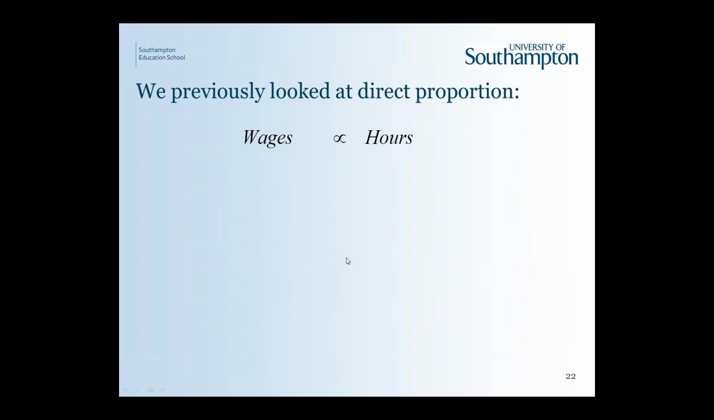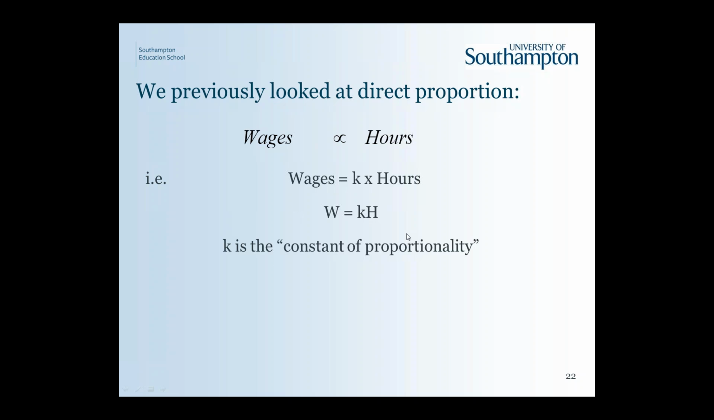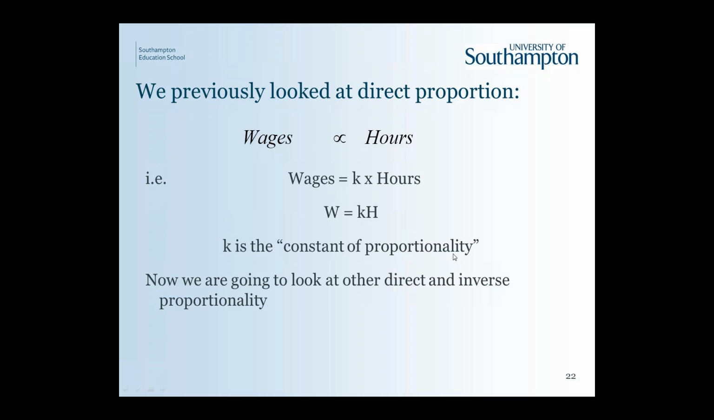So when we were at the intensive study week, we were looking at direct proportion. We were looking at wages being directly proportionate to hours, which means that we could write that as some sort of equation: the hours times your hourly rate gives you the wages. We were then able to use information that we were given to find what the constant of proportionality was. And then you end up with an equation which you can use to calculate any wages. So we're now going to look at other direct proportion and inverse proportion.